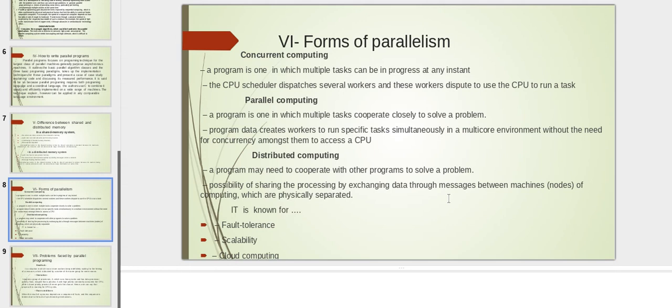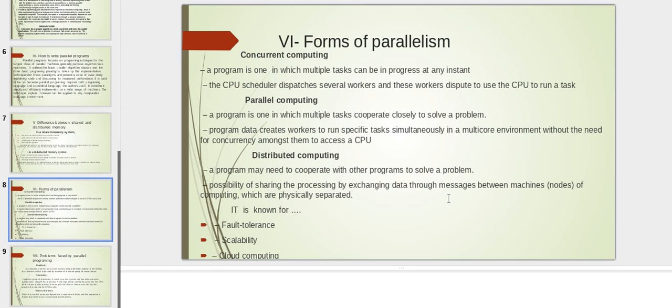Like we said, a program is one in which multiple tasks can be in progress at any time. The CPU scheduler dispatches several workers, and these workers dispute to use the CPU. They may be dispatched according to their size, their priority, or the information they require in the CPU. So this is what we can say on concurrent computing. It means concurrent, like the name says, progressing at any instant.